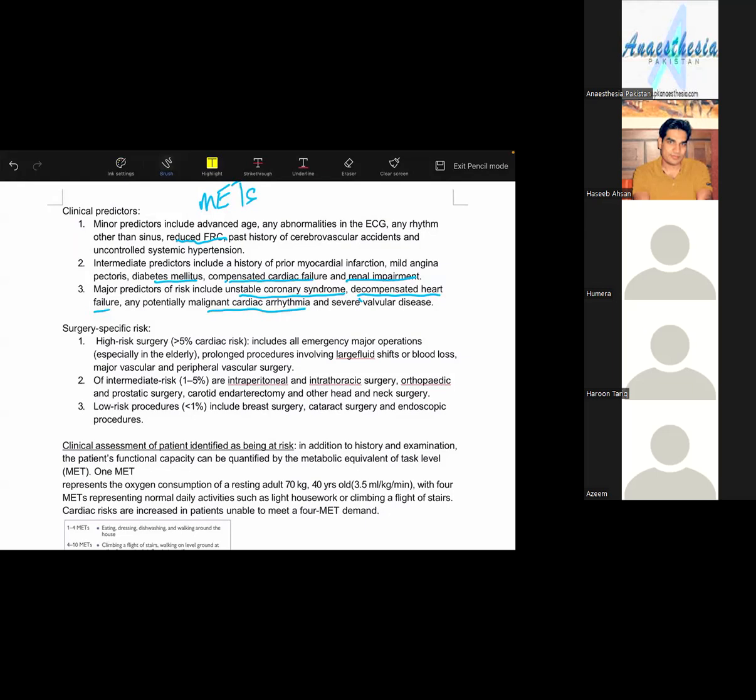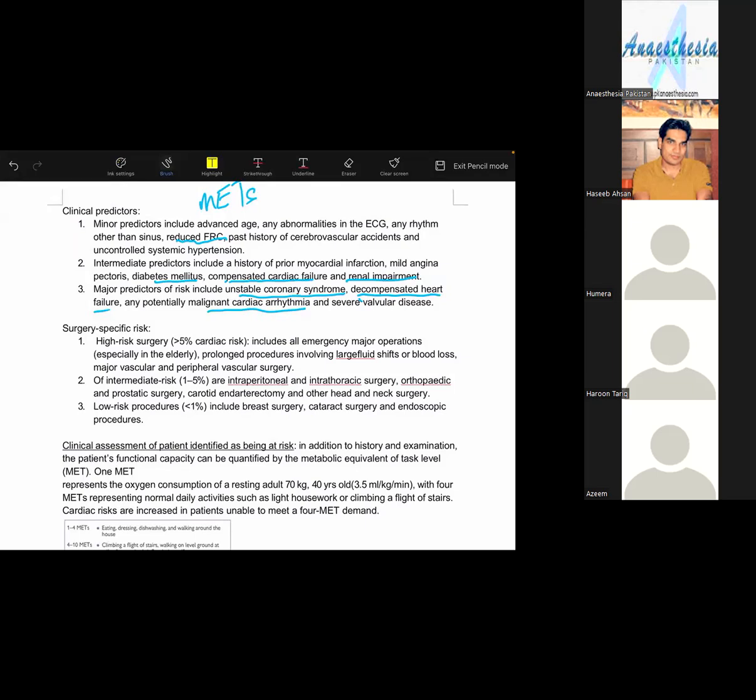Now you cannot delay it. You have to proceed with it. In this scenario, you will be just optimizing whatever you can do immediately and avoiding further decompensation. Am I right? Yes. You will be avoiding further decompensation. You will be doing the arterial line.